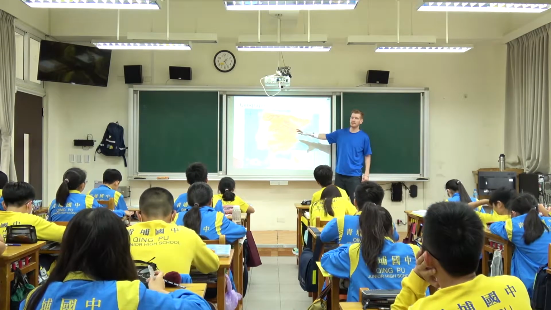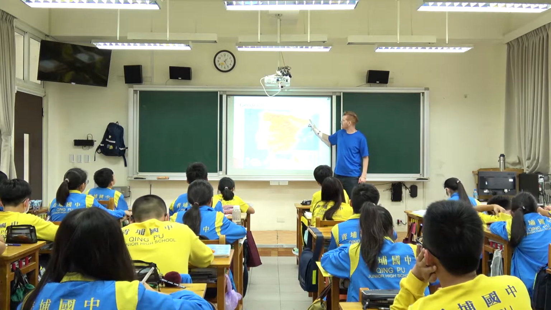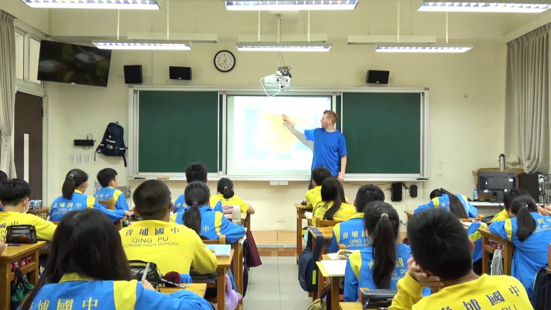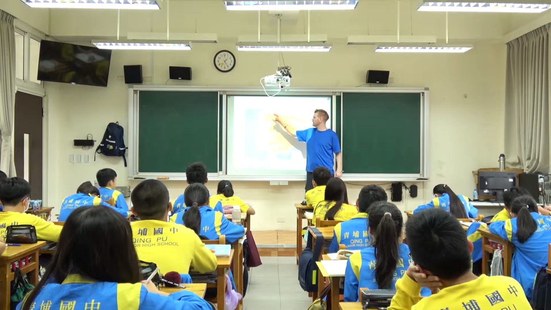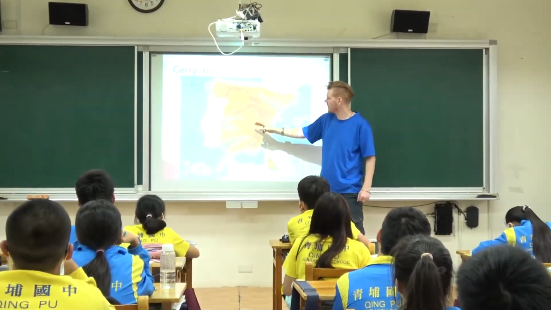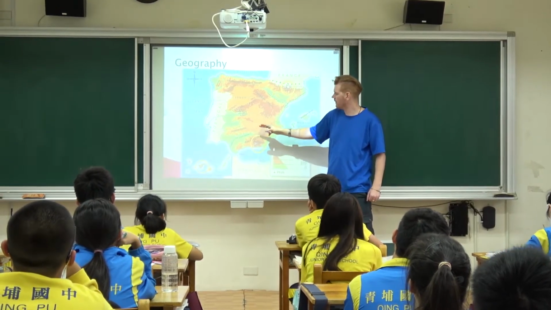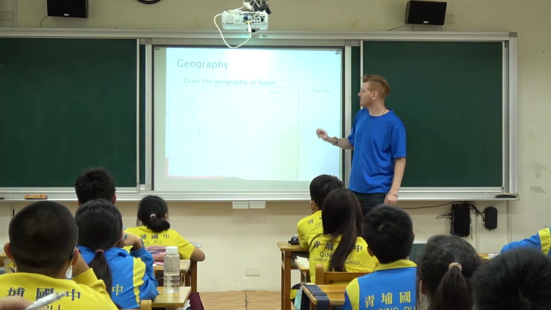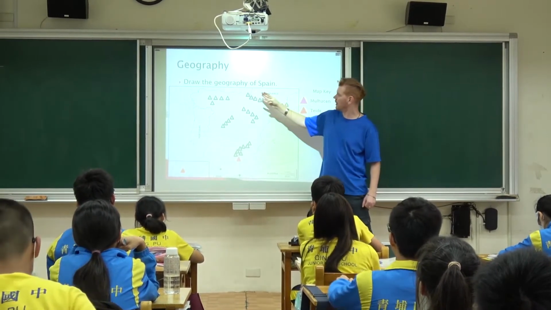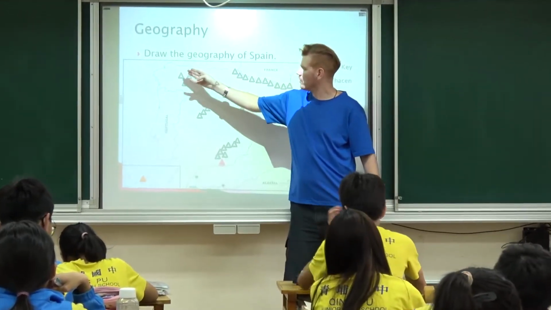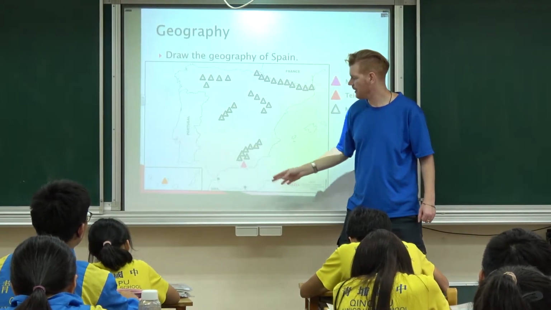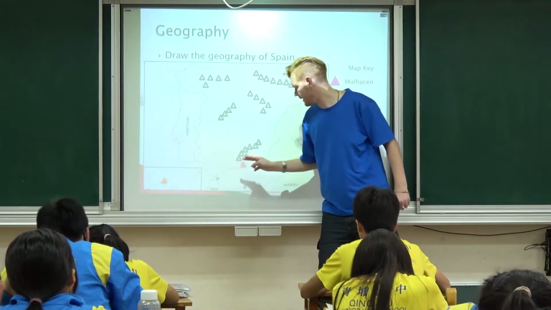So Spain has many mountains. Next to France, there are mountains. Northwest, mountains. In the middle, there are mountains. In the south, there are mountains. So you need to draw all the mountains. So next to France, northwest, in the middle, in the south, and you have the two highest mountains.